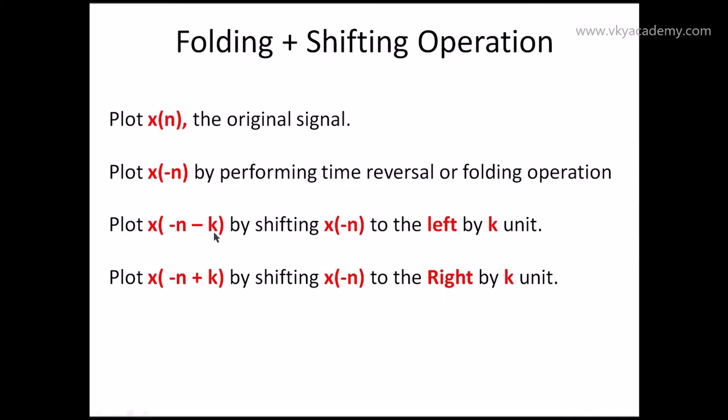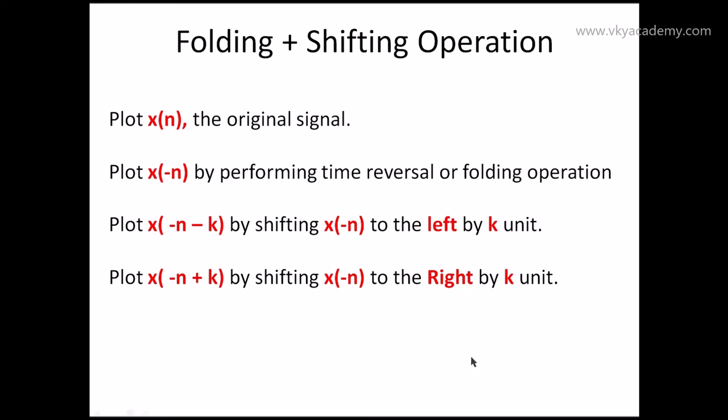But here you can see that x of -n minus k is the shifting of x of -n to the left by k unit. Now in the same way, if we need to plot x of -n plus k, we have to shift the folded signal x of minus n to the right by k unit. But the moment we plot x of n plus k, you might have remembered that we generally shift the signal x of n to the left by k unit.